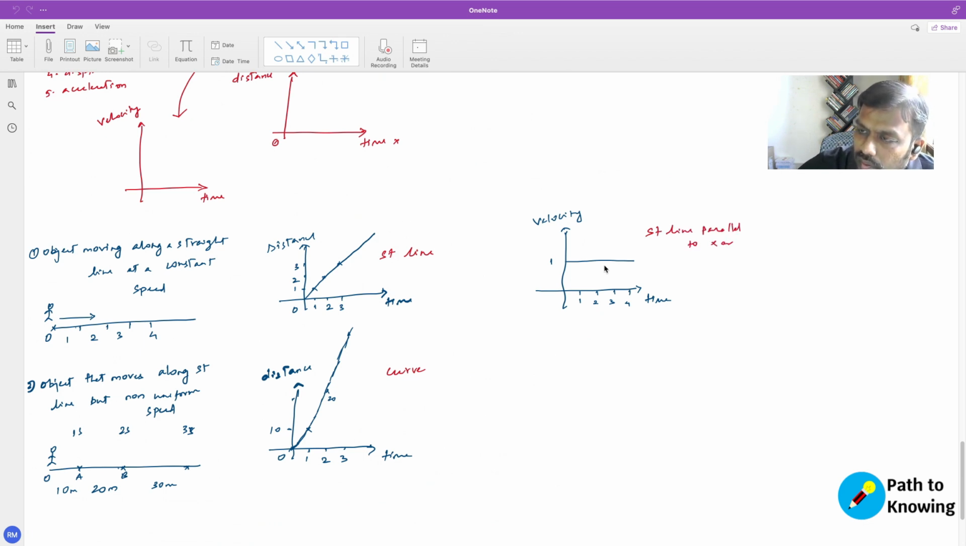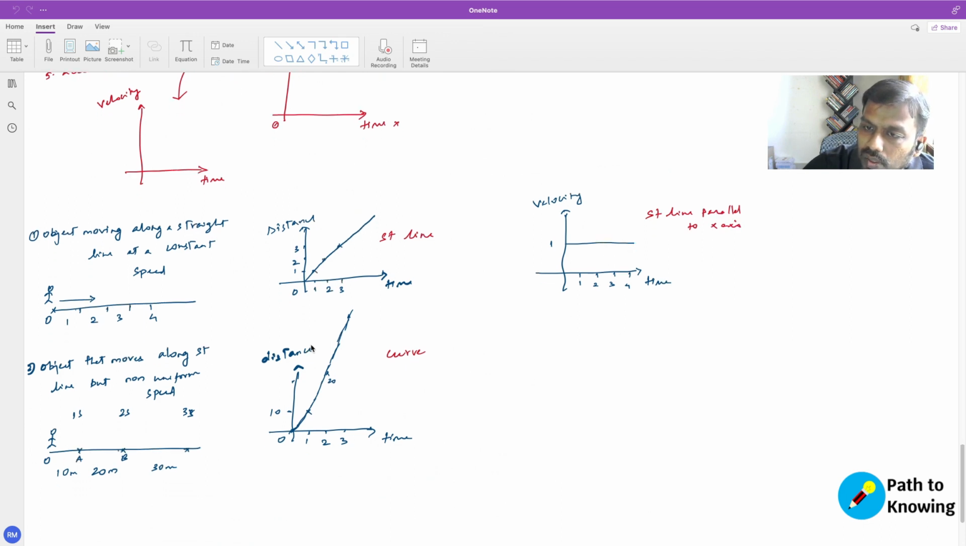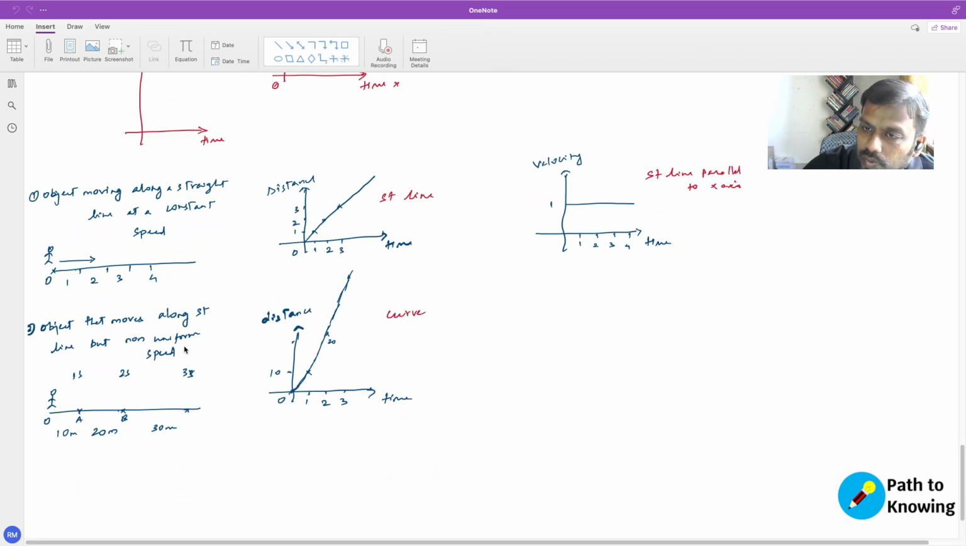Now let's take the second example, an object that moves with a non-uniform speed, right? Which means there can be two different things. If it is accelerating, what we saw here is this object was accelerating, which means that the rate of change of velocity was constant, right? That's when we say that the object is undergoing a uniform acceleration, right? So when the acceleration is uniform, how would it be?